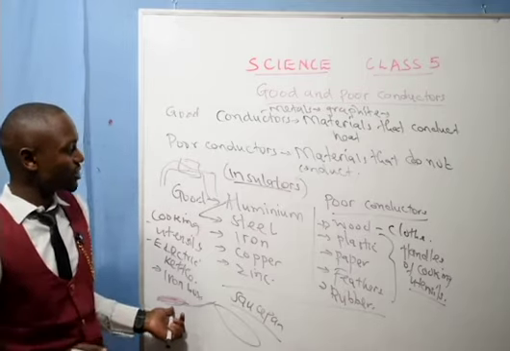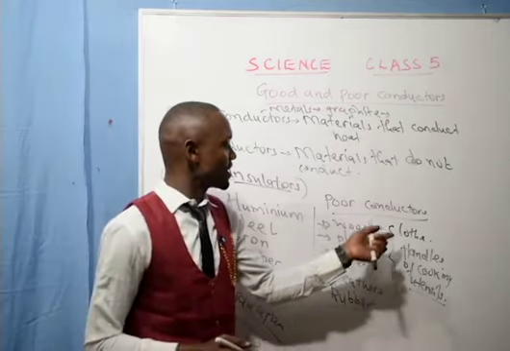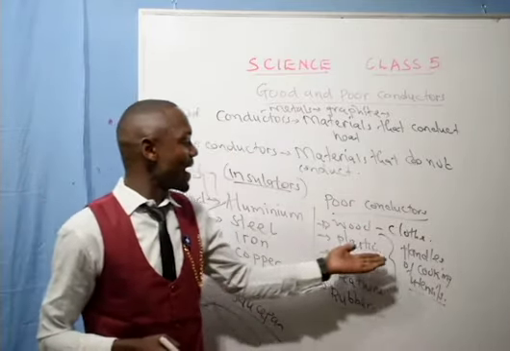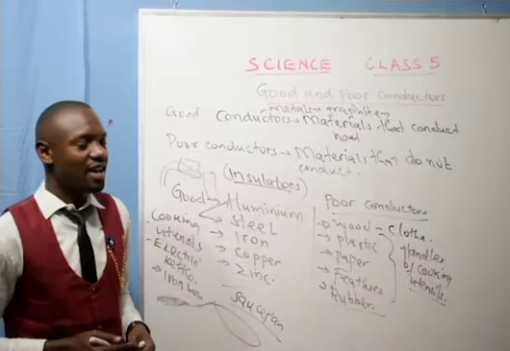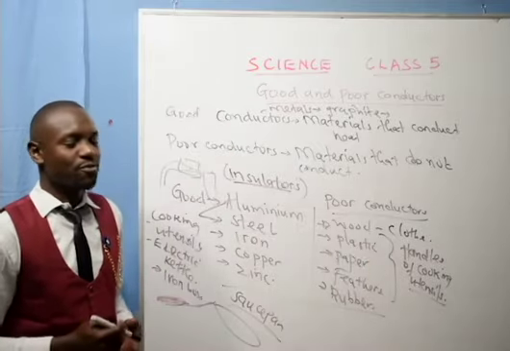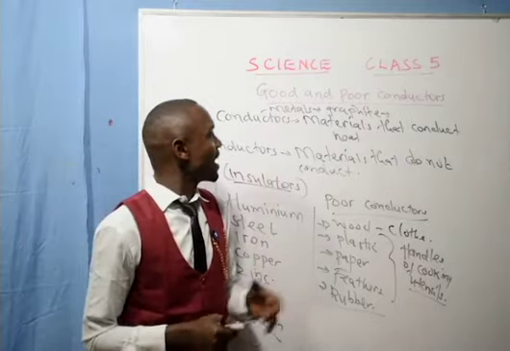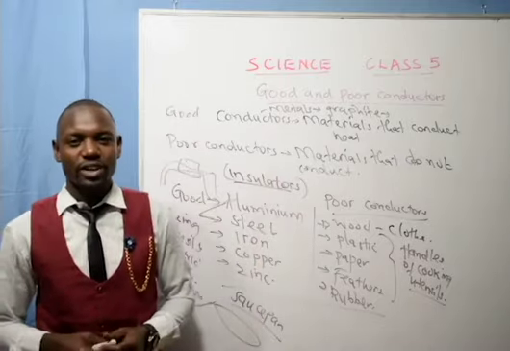So those are uses of poor conductors of heat. For example, when you feel cold, you have to wear a pullover. A pullover will prevent heat from flowing out of your body. It will act as an insulator. So that is all about good and poor conductors of heat.